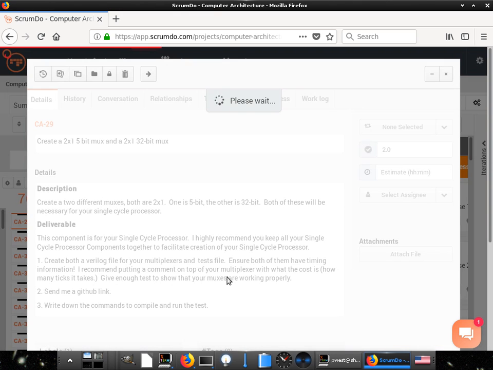And we'll do one more. Create 2 different muxes. Both are 2x1. One is 5-bit, the other is 32-bit. All right, that is not a 4x1 or a 5x1. It is a 2x1 multiplexer, but it's more like 2x5 because you have 5 inputs. You actually have 10 inputs, and you're selecting one of them. So instead of having just 1 input wire, you're going to have 5 input wires.